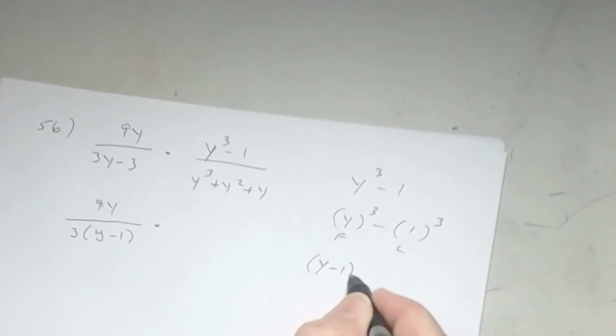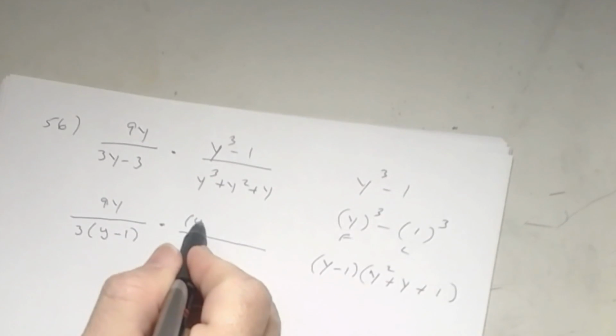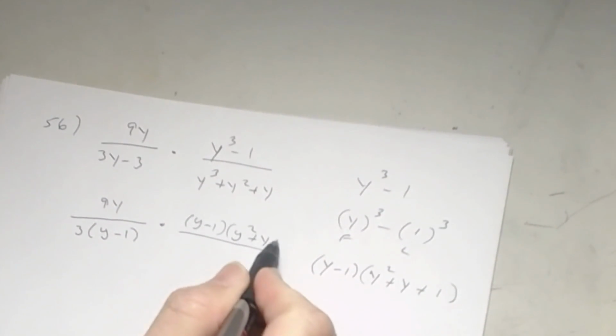y minus 1. So it's a binomial times the trinomial. In the trinomial part, the first term is F squared. So what's that? y squared, plus the product of F and L. So what's that? y, plus L squared, 1. So that's the numerator: y minus 1 times y squared plus y plus 1.